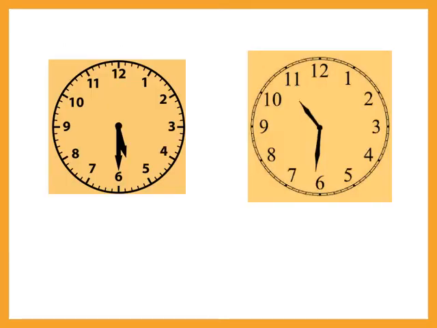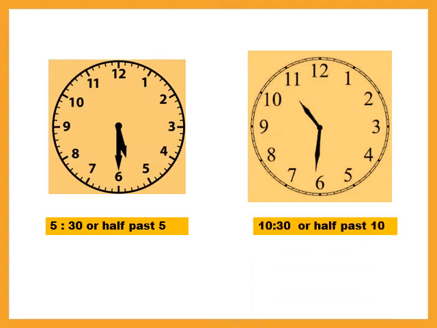Here in the first clock, the time is 5:30 because the minute hand is at 6 and the hour hand is between 5 and 6. So we can say that the time is 5:30 or half past 5. In the second clock, the hour hand is between 10 and 11 and the minute hand is at 6. We say that the time is 10:30 or half past 10.